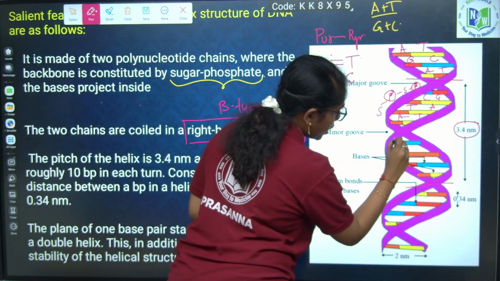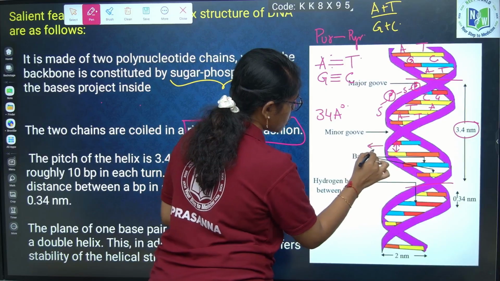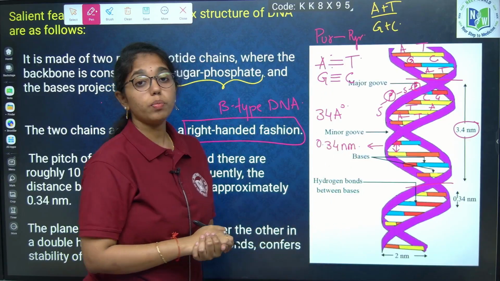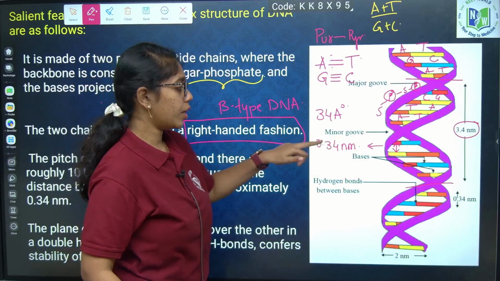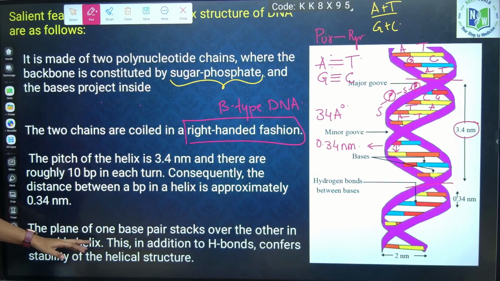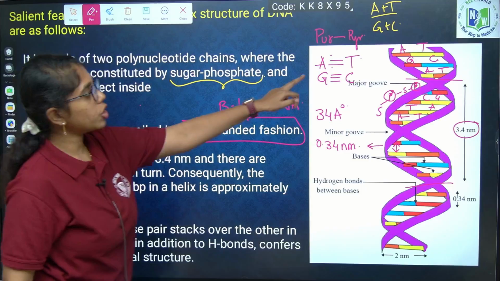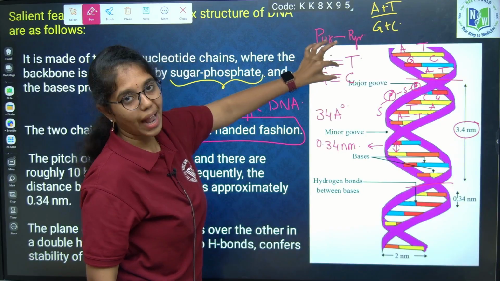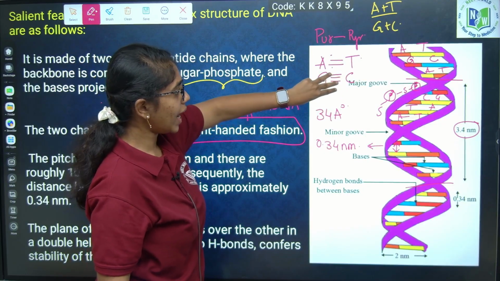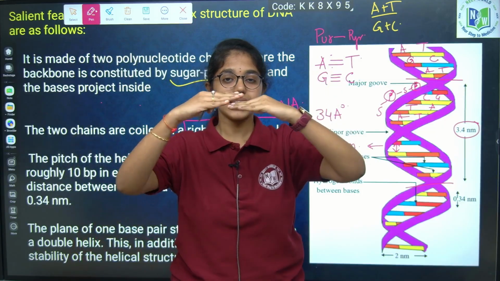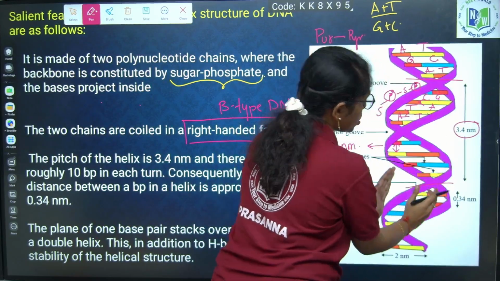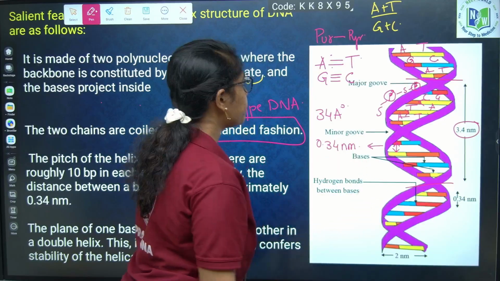And distance between two base pairs is 0.34 nanometers. Distance between two base pairs is how much? 0.34 nanometers. The plane of one base pair stacks over the other in the double helix. The hydrogen bond we have discussed, right? A connects with T of the other strand by 2 hydrogen bonds, G with C by 3 hydrogen bonds.